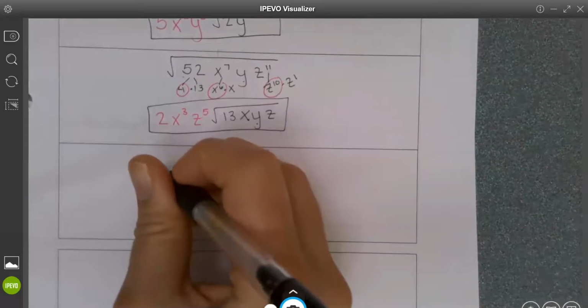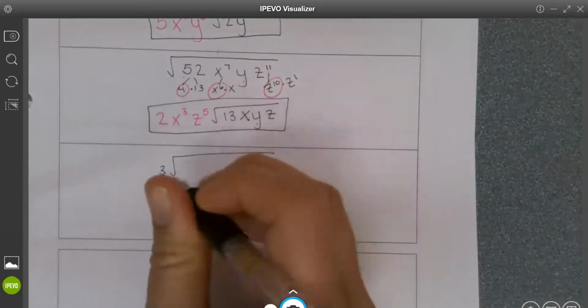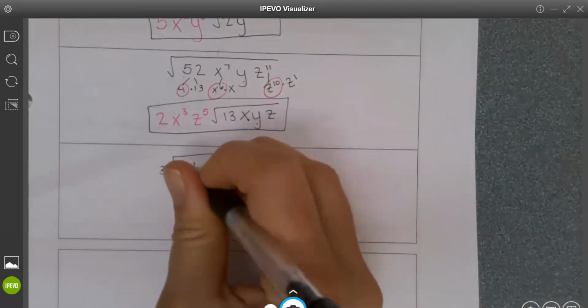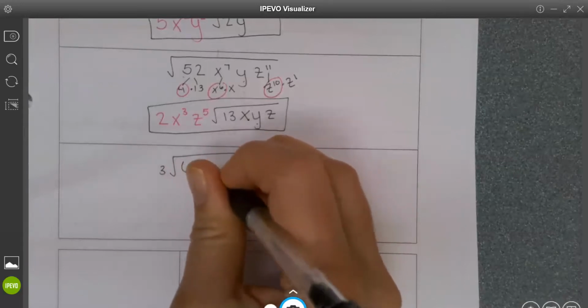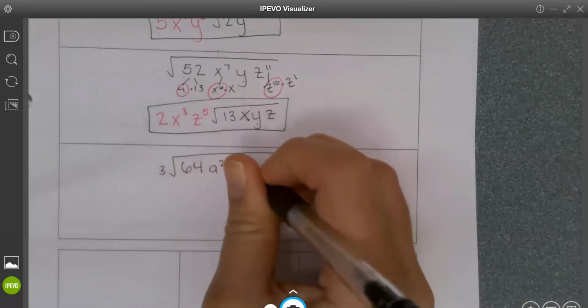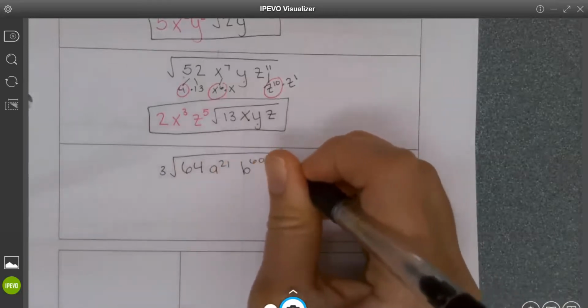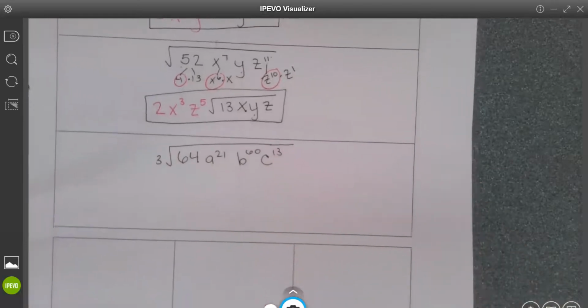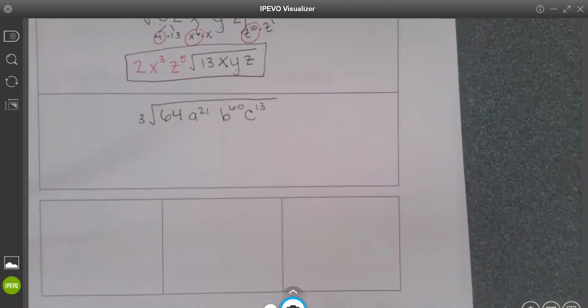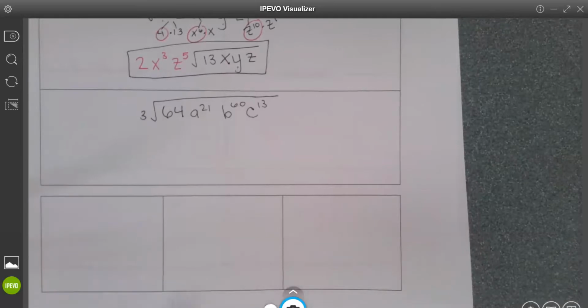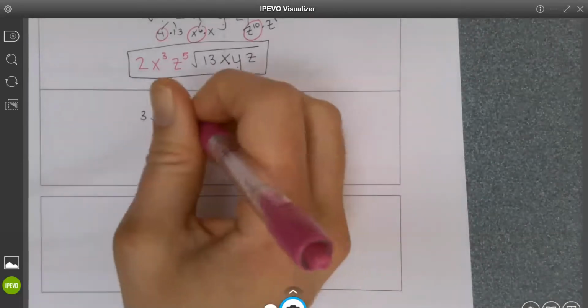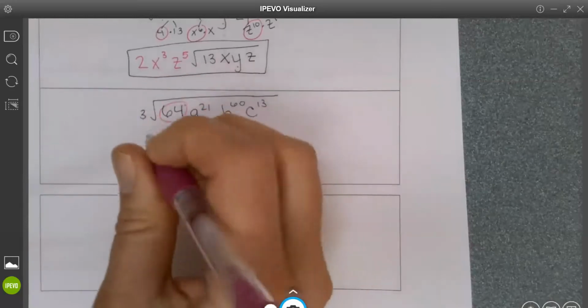Okay, now one more cube root. So let's do the cube root of 64, which is a perfect cube, by the way. A to the 21st, b to the 60th, c to the 13th. So cube root. Don't get so caught up in simplifying that you don't identify when you have a perfect square or a perfect cube given to you. The cube root of 64, this is a perfect cube, is 4.